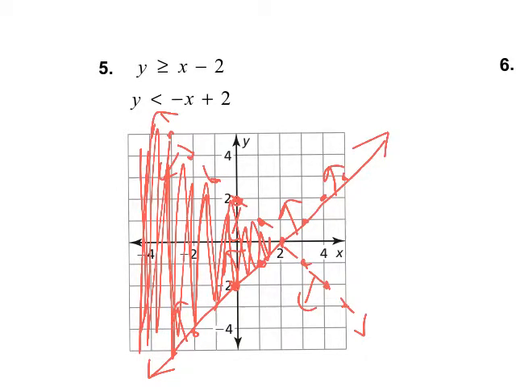Okay? So what that means is any ordered pair in this shaded region would be a solution. So if I wanted to say the ordered pair -1, comma 1, that would be a solution, right? If I wanted to say -4, comma 0, that would be a solution because it's in the shaded region. Okay? All right, and then lastly, number 6.